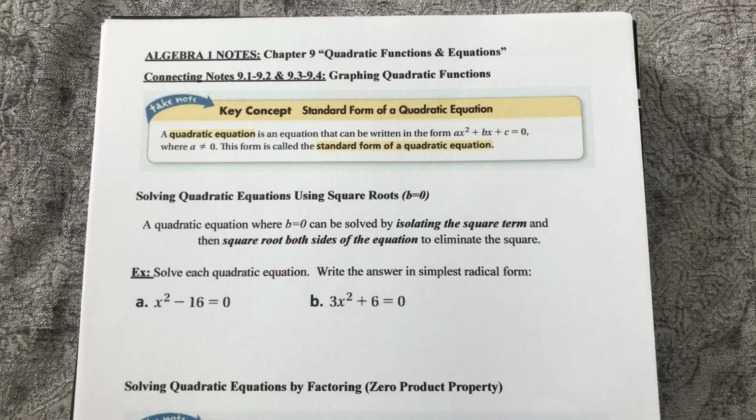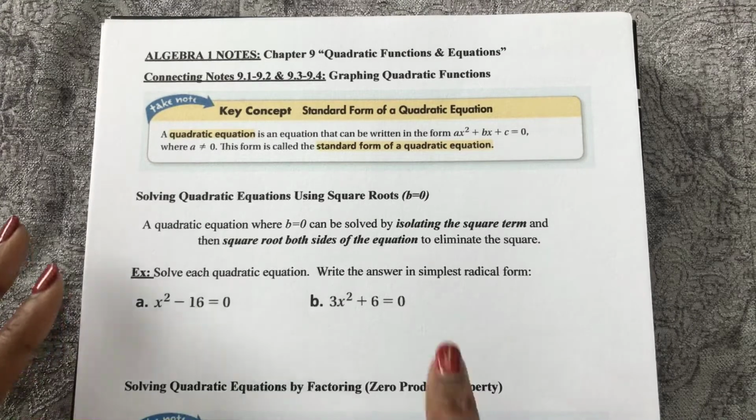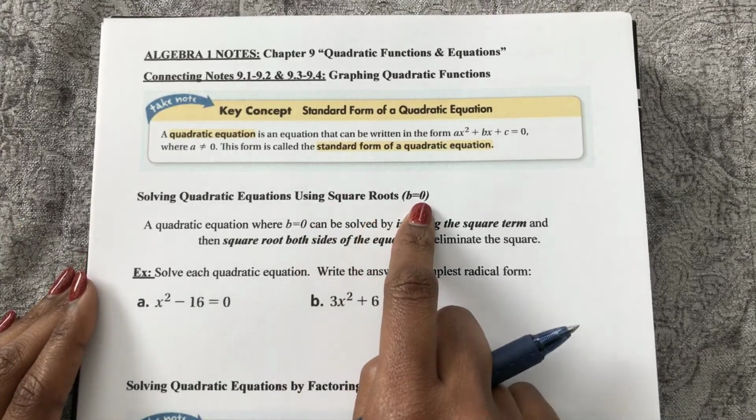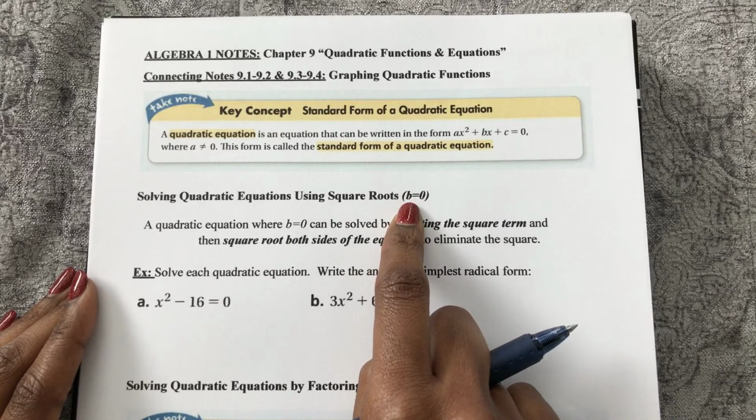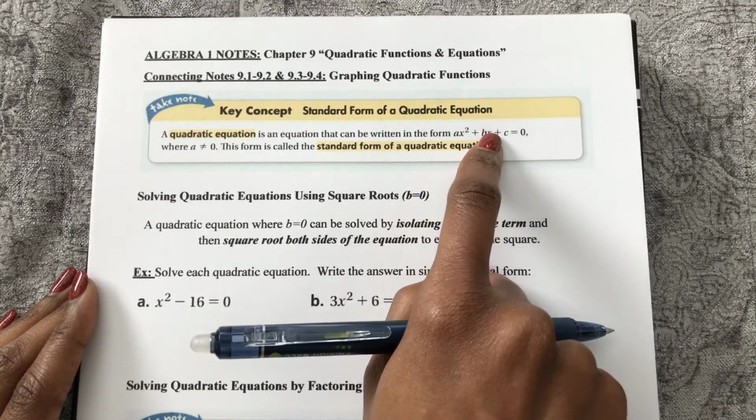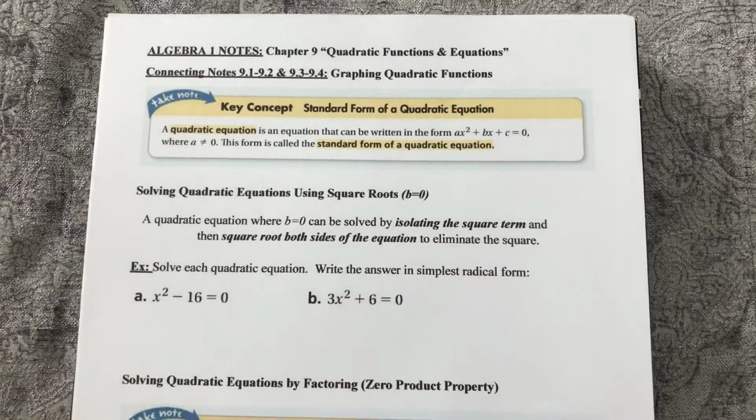So before we get into graphing, we need to know how to solve a quadratic equation. There are a few ways to solve these quadratic equations depending on the setup. One of the basic ways is using square roots. And you can only use this method when b equals 0, right? The middle term with the x is gone.